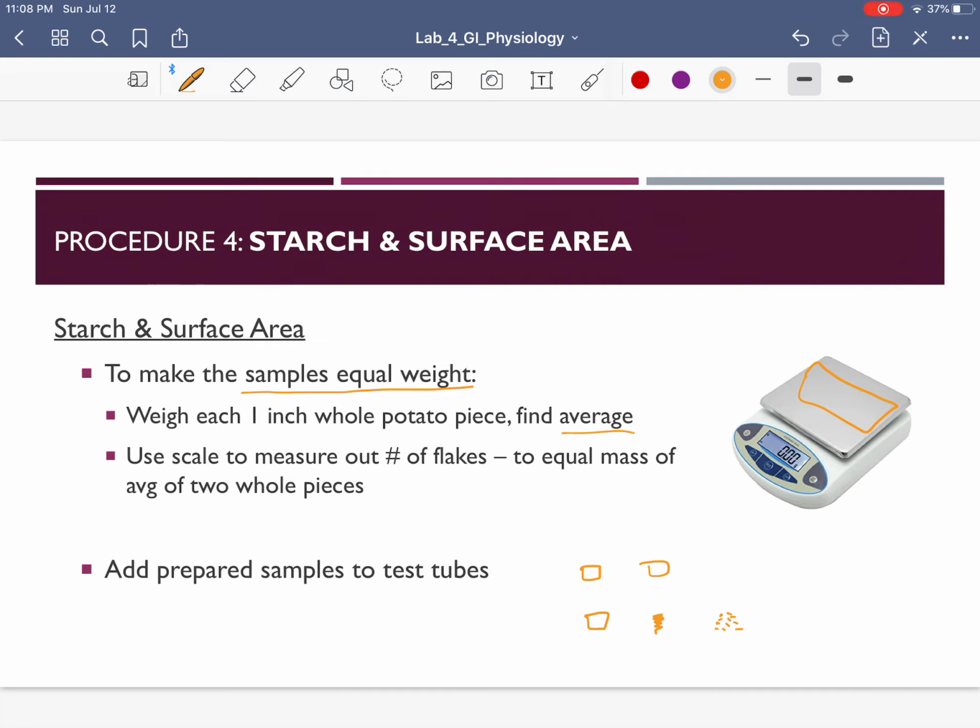Now that we have the average weight of these 1-inch pieces, we would add potato flakes until we get that same weight. So now we have 3 samples of equal weights. We would then add these prepared samples to our test tube. The whole piece we would add in as it is. The flakes we would add in as they are. For the mash, we have to take our 1-inch potato piece and mash it so it becomes mashed. Usually in the lab we use a mortar and pestle, which you might be familiar with from a kitchen, to mash a little bit and break down herbs.